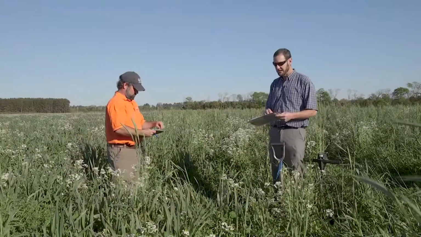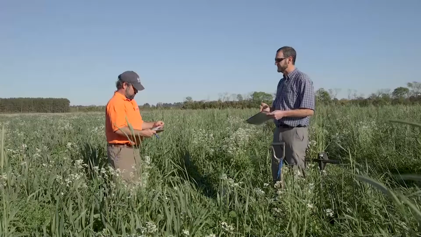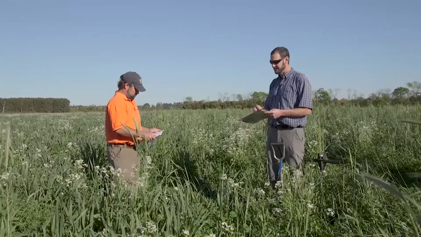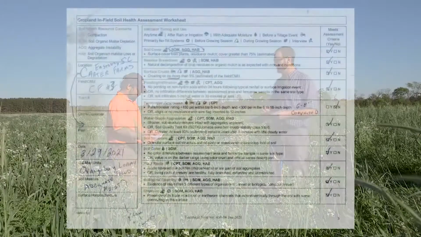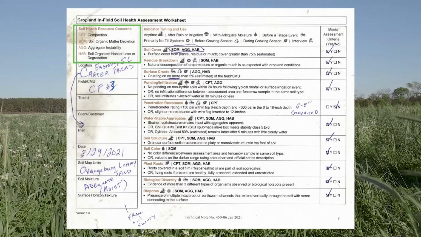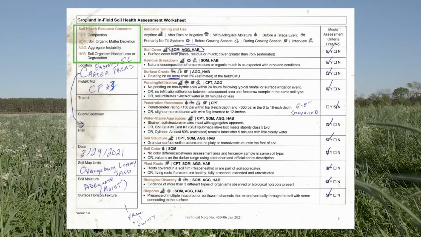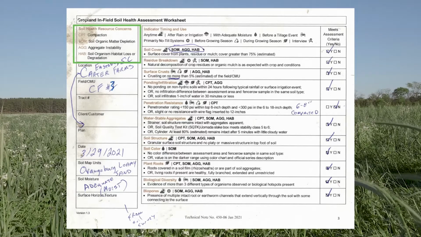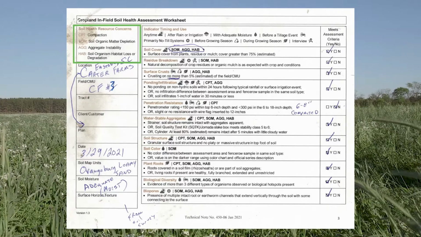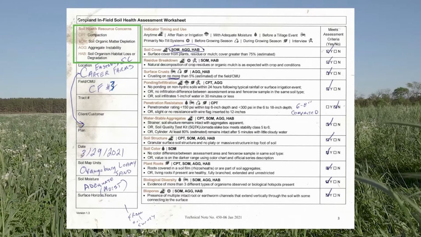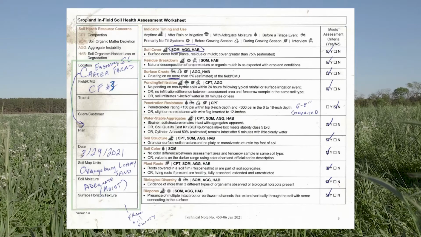We're looking for different resource concerns, and that's the whole premise behind this worksheet: to see if we can identify that one of these four resource concerns is here. We'll look to see if we can identify compaction, soil organic matter depletion, aggregate instability, or a loss of soil organism habitat or degradation.